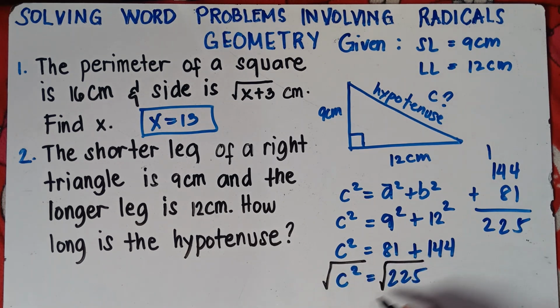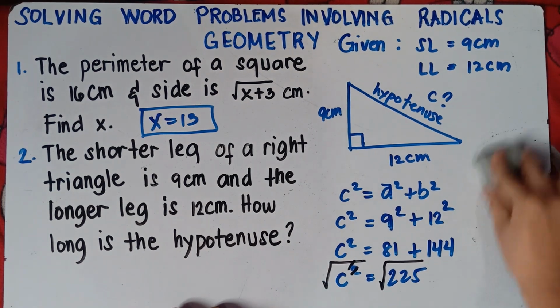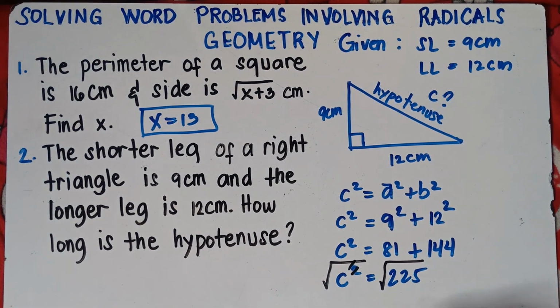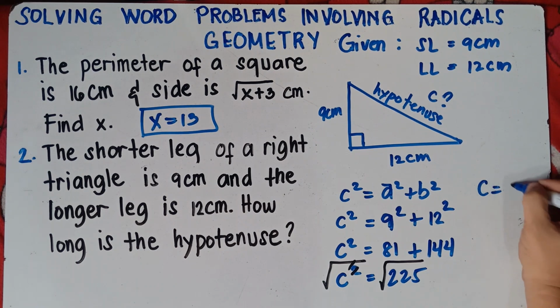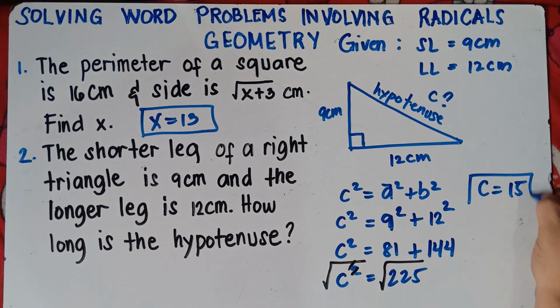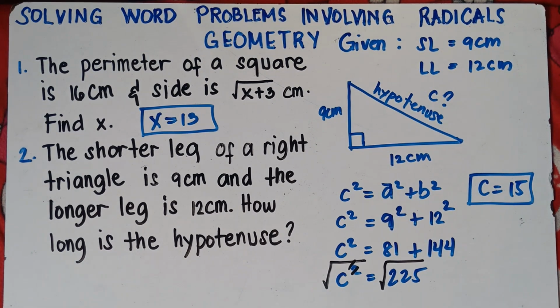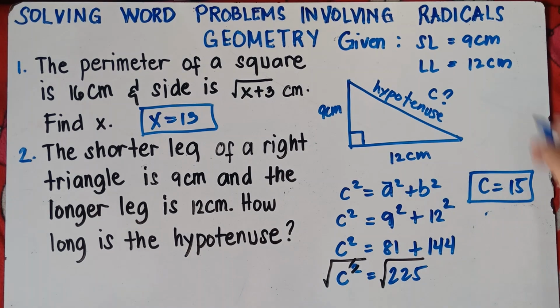Extract the square root of both sides, so cancel this out. And the value of c is 15. So the square root of 225, c is equal to 15. The square root of 225, class, is 15, because 15 times 15 would be 225.